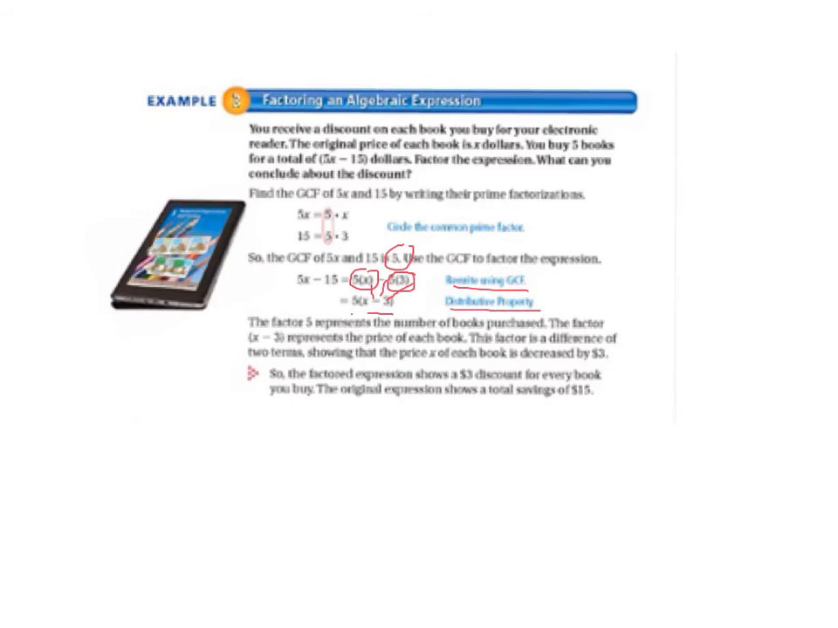Use the distributive property. The factor 5 represents the number of books purchased, and the factor X minus 3 represents the price of each book. This factor is a difference of 2 terms, showing that the price X of each book is decreased by $3. So the factored equation shows a $3 discount for every book you buy. The original expression shows a total savings of $15.